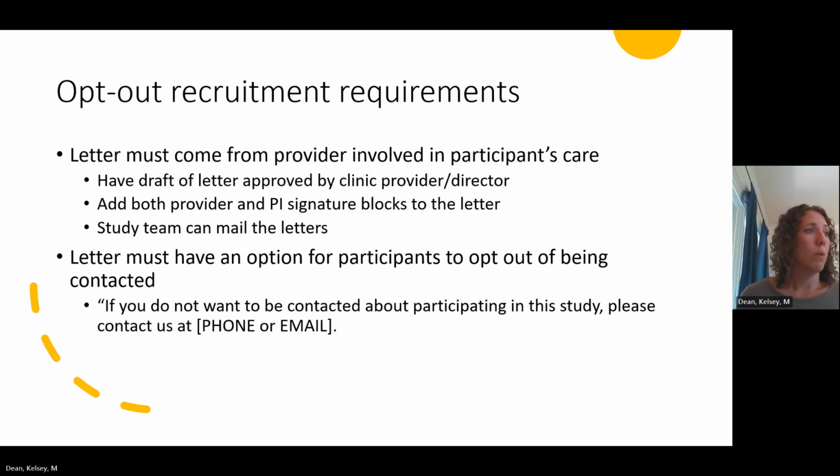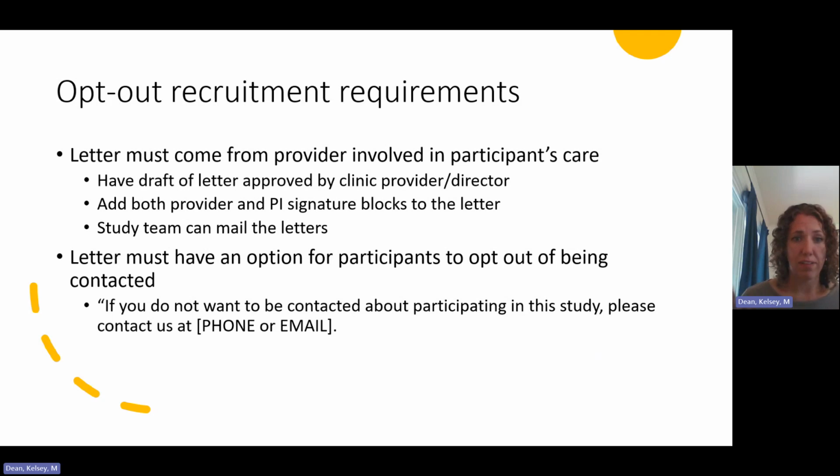So what we have typically done is we will have a draft of a letter and send that to the provider and get the provider's buy-in. It's like, okay, we would like to send this letter to your patients. Is it okay if, this is what we send out, that we have your name and signature at the bottom of this letter, along with the PI? So it's coming from both the provider and the PI.